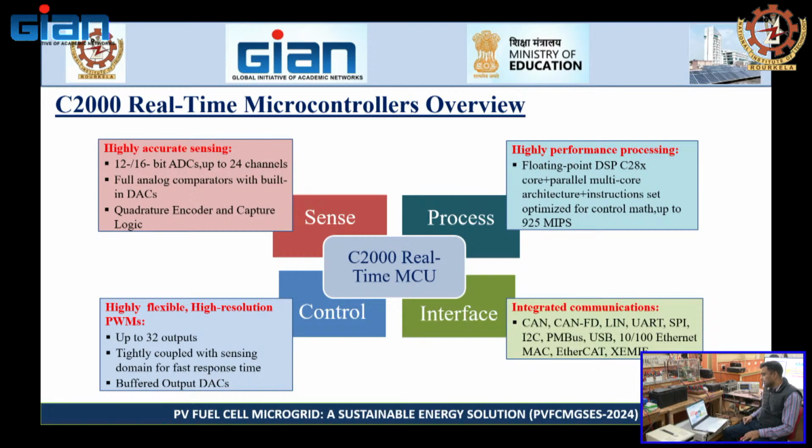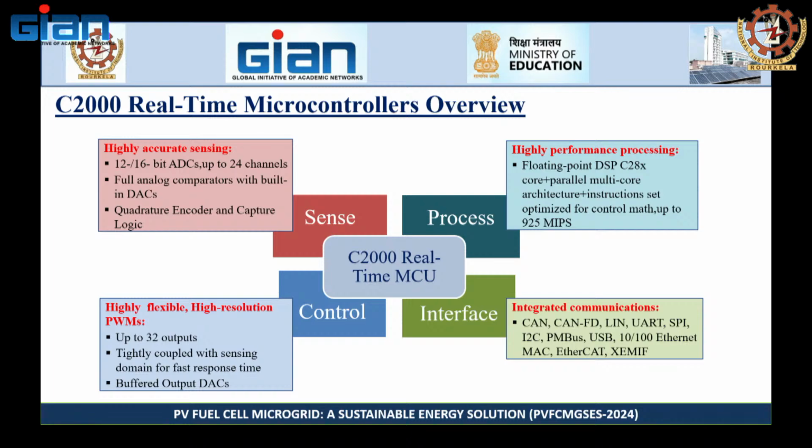This is the C2000 microcontroller unit, where we have sensing, processing, interfacing and control. FPGA is a little bit costly, and if you see Arduino, the processing speed is slow. We feel that the DSP C2000 microcontroller is an optimal solution, cost-wise and speed-wise, and you can implement power electronic control easily.